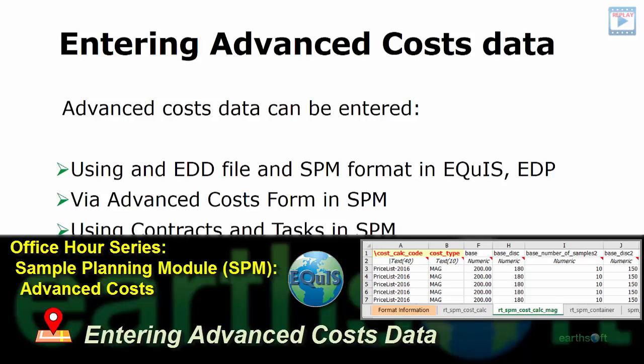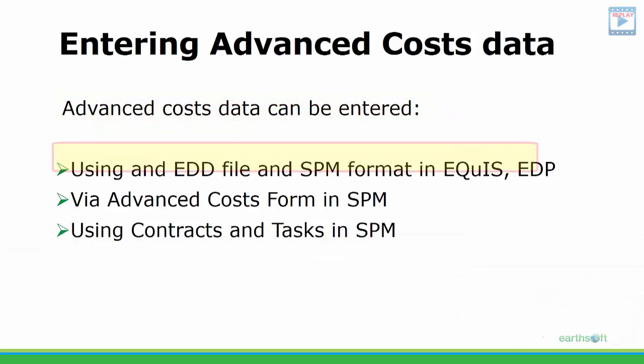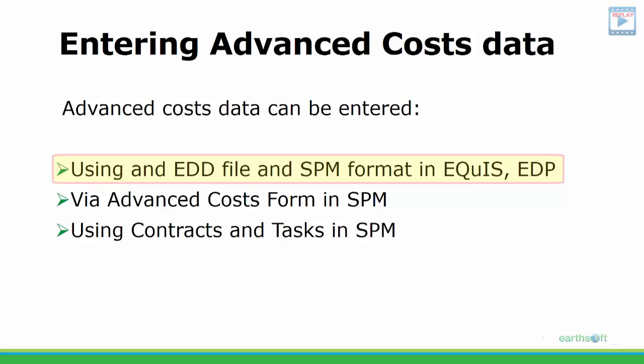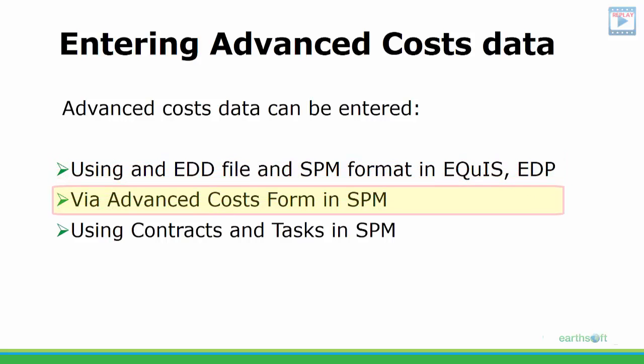So how can we enter advanced cost data? Advanced cost data can be entered in two ways. The most comprehensive way is by using an EDD file in SPM format in EQuIS that is being pushed through EDP. And also we can use the advanced cost form in SPM, and we're going to explore both of them. However, I would say that using an EDD file in SPM format allows for entering more information, respectively those discount factors, to a much higher complexity than would be possible just using the advanced cost form in SPM.